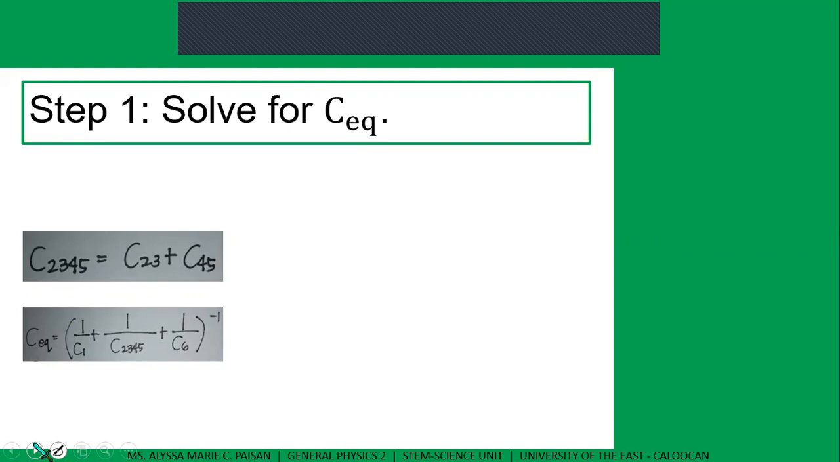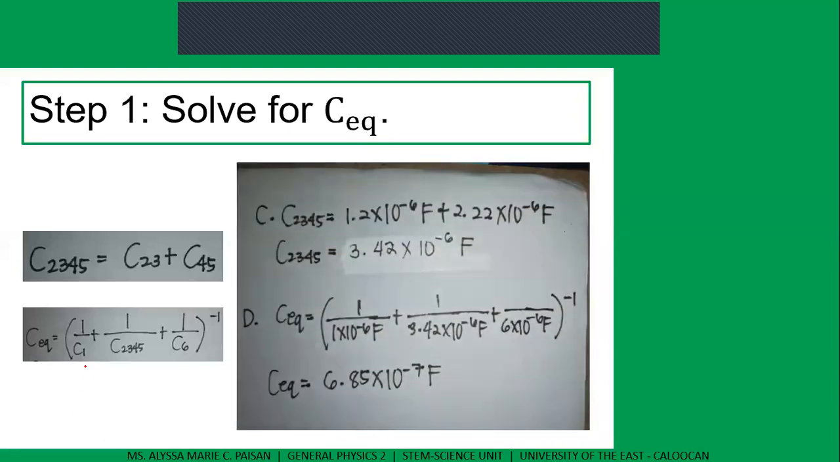C2345 plus C is equal to C23 plus C45. We're going to use the things that we have solved for C23 and C45. Tapos yung equivalent capacitance naman ito. So, nasolve na natin, inad lang natin, and we have C2345 as 3.42 times 10 raised to negative 6 farad. And then, for the equivalent capacitance, we just substitute everything, and we get 6.85 times 10 raised to negative 7 farad. Okay, so accomplish na natin step number 1. We already have the equivalent capacitance.